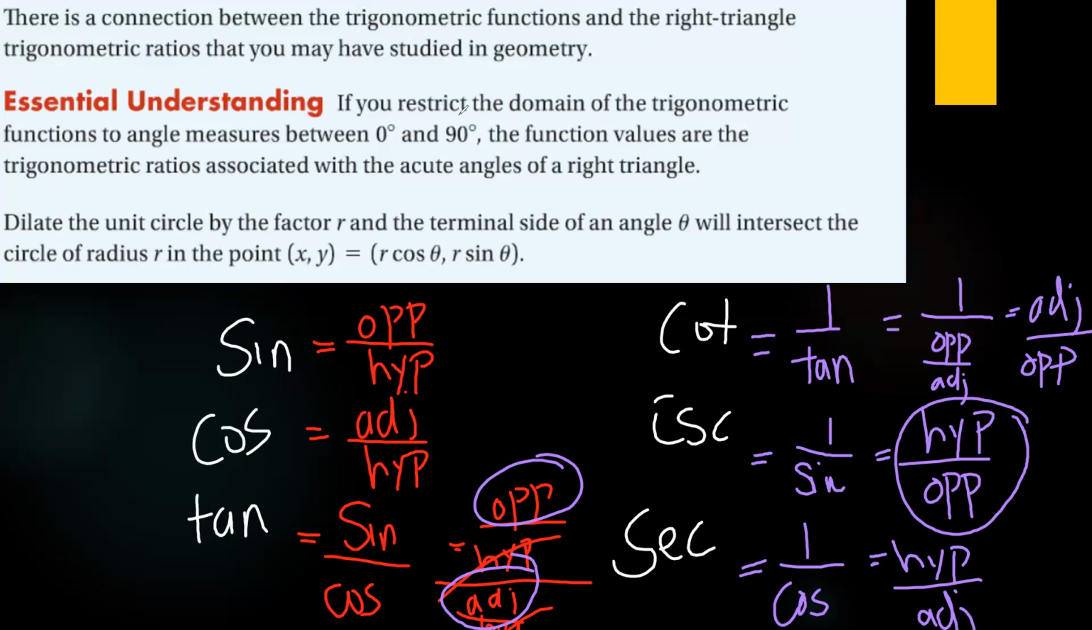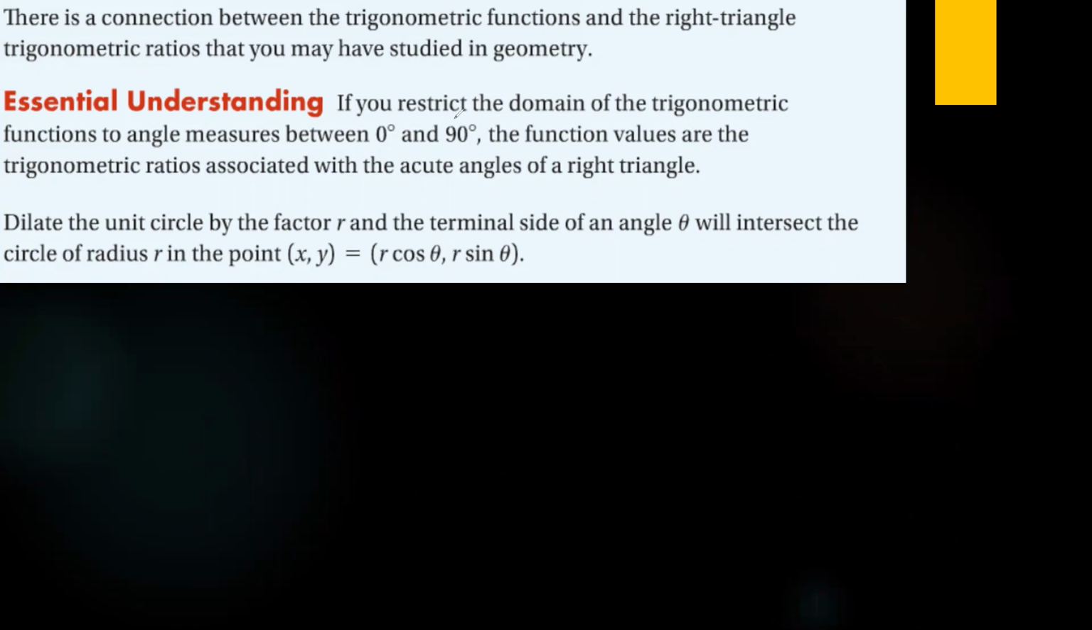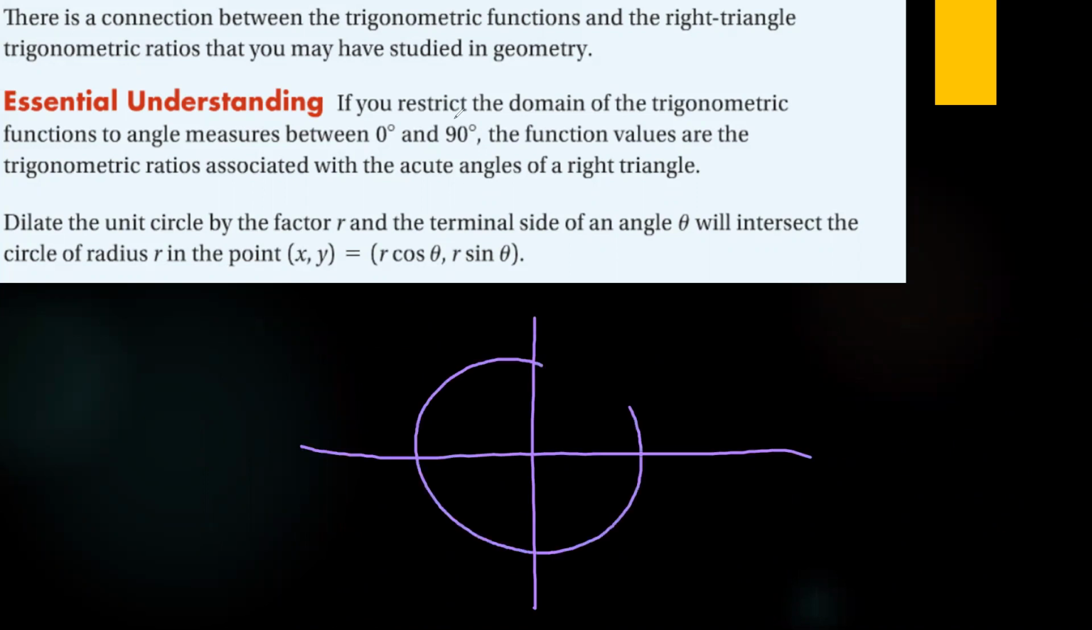All of these ratios, opposite over hypotenuse, hypotenuse over opposite, opposite over adjacent and so on, only work in the first quadrant of the unit circle. This is here the unit circle that you have. I mean, it only works between 0 and 90 degrees.